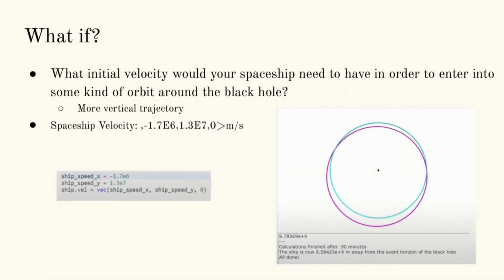To test the weather question, the initial velocity of the spaceship should be less in magnitude in the x direction and greater in magnitude in the y direction. The new initial velocity would allow the spaceship to orbit around the black hole. The new velocity is negative 1.6 times 10 to the 6th in the x direction, 1.3 times 10 to the 7th in the y direction, and 0 meters per second in the z direction. It would orbit around the black hole after 90 minutes.